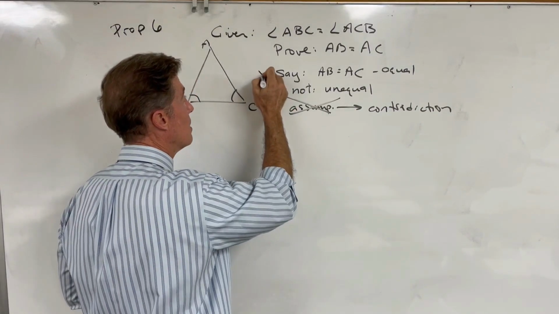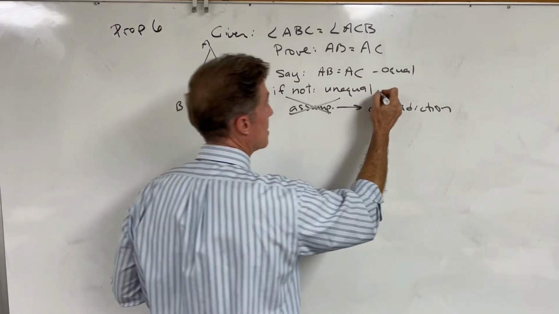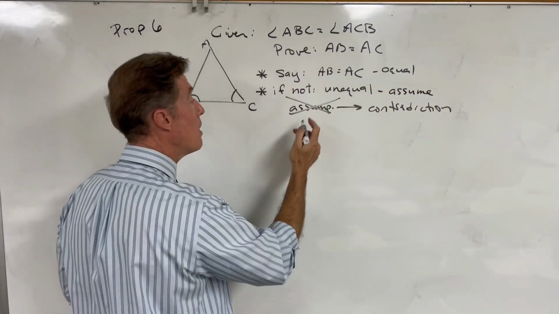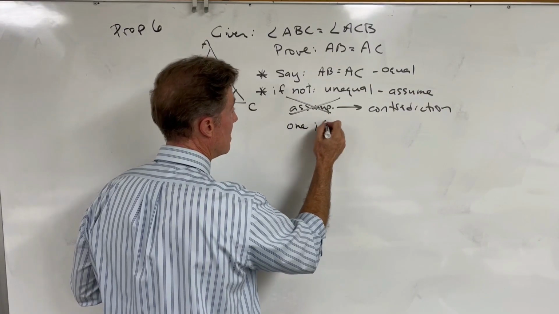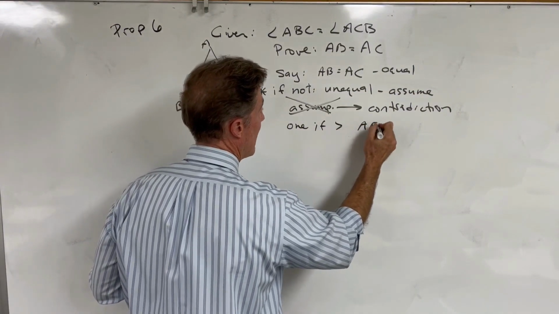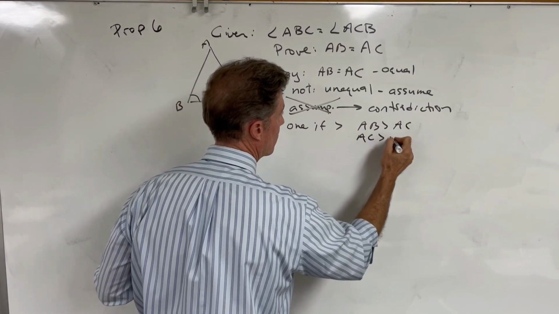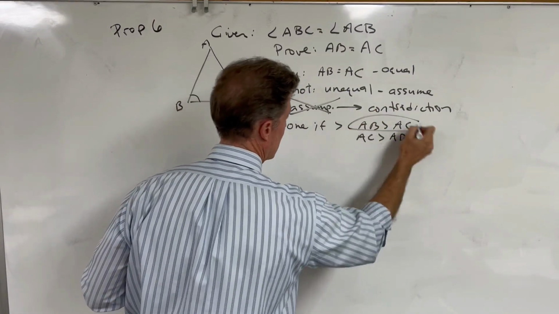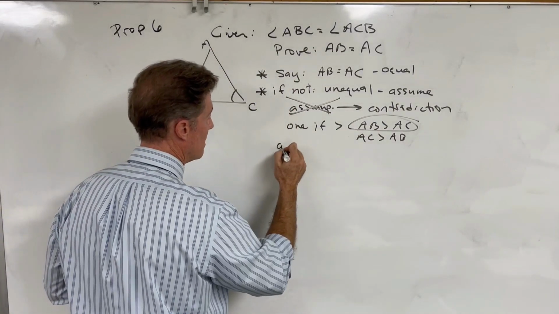So here's our original claim. If not, then they're unequal. So this is going to be my assumption. Okay, well, let's assume for a second that they're unequal, which means one of them is greater. Either AB is greater than AC or vice versa. So let's just pick one at random. Let's say that this is the case, that AB is greater than AC. Okay, so that's our assumption.